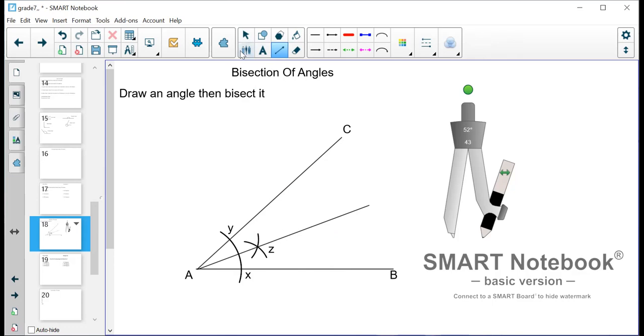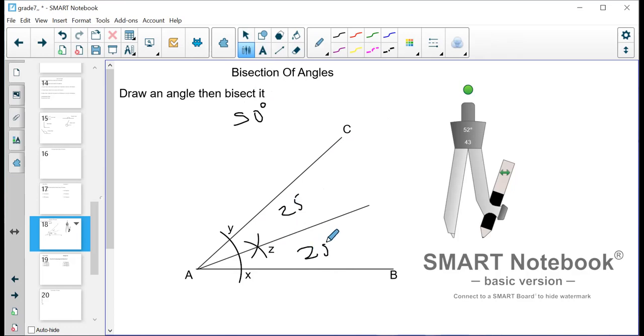So if this angle was, let's say, 50 degrees, then after we divide it, we'd have two halves, with one being 25 and the other one being 25 degrees. So that is how you bisect an angle.